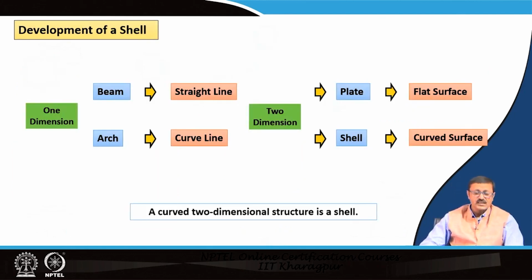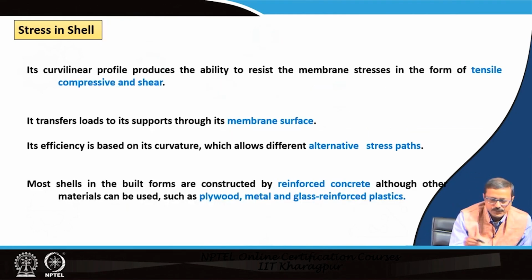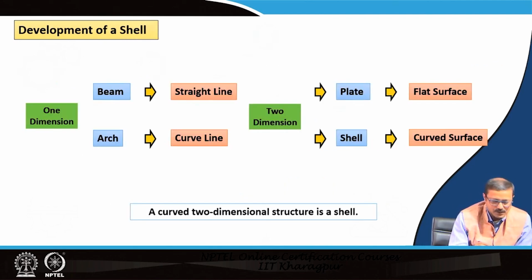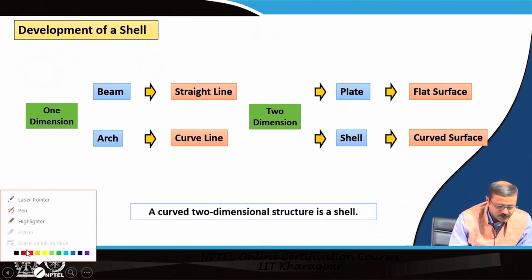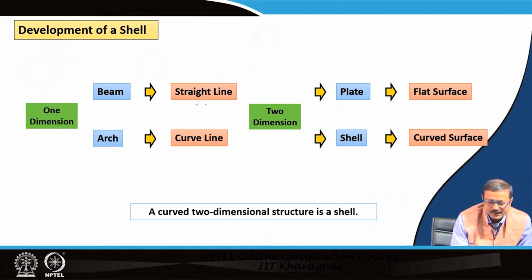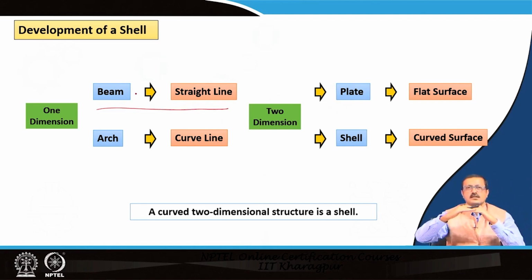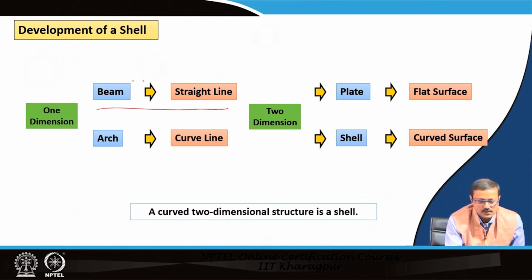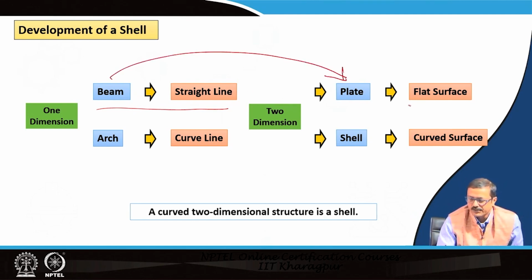And now, let us see where the shell comes from, who its ancestor is, from the structural point of view. If you see the one dimensional case, the beam, it is a straight line, a straight object. If you make it two dimensional, if you make a series of beams, or if you just drag a beam, you get a plate, which is a flat surface.